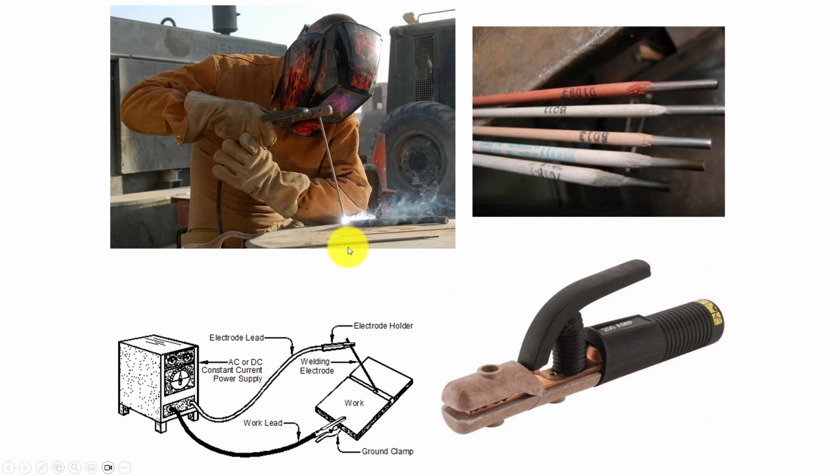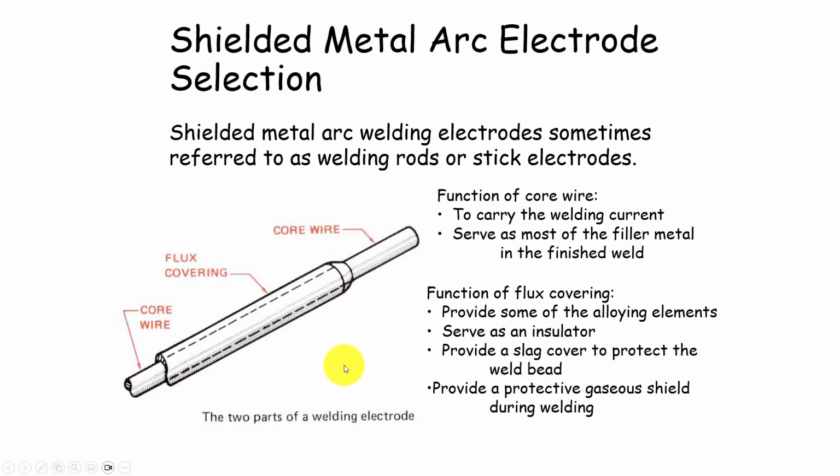So this process is really good for outdoors. This is our stinger that we're going to put a rod in, and then come in here, and this consumable, this electrode, is going to disappear as we weld. So shielded metal arc welding, SMAW.